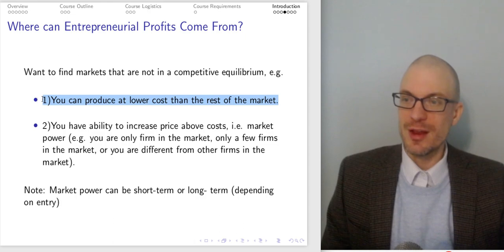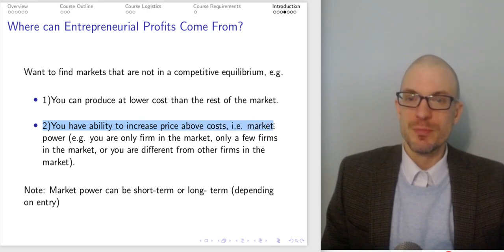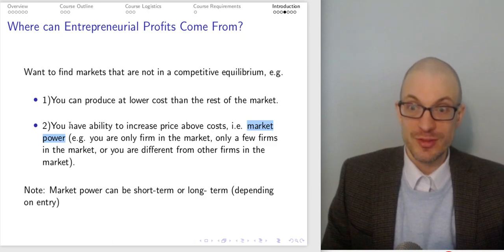I'll show an example of that in one of the subsequent lectures, or coming up with a situation where you have the ability to increase prices above your costs. So price higher than cost means there's markup. This happens when a firm has market power, when the firm is facing a demand curve, or a portion of the demand curve, that is downward sloping.